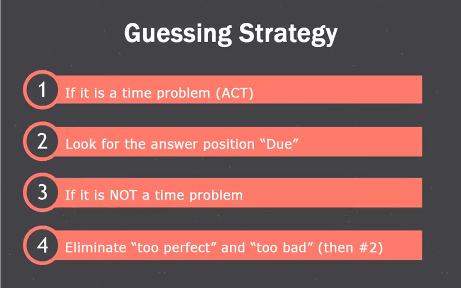There are 2 types of situations that you may encounter when you're guessing. If there's a time problem, hello ACT, look for the answer choice that's due. Look on the answer sheet and see which answer position hasn't come up in a while, which one is in effect due, and then choose that answer choice straight down. If there is not a time problem and you're still guessing, the first step is to eliminate anything that looks too perfect. They look like baited questions. And eliminate any that look too bad or too extreme. The answer choices just don't look like they would fit the problem.